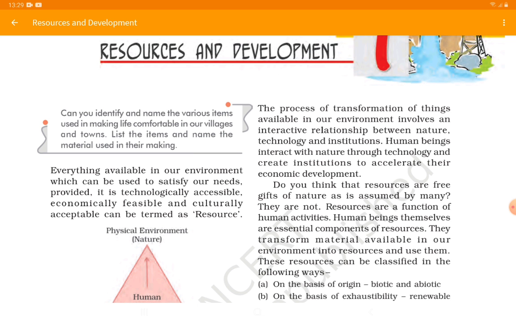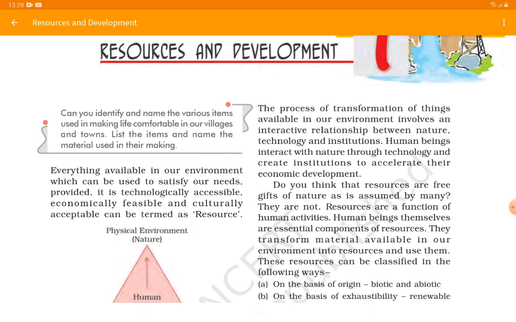Now let's see the definition of resource. What do we mean by resource? Everything available in our environment which can be used to satisfy our needs, provided it is technologically accessible. It means our techniques are developed enough that we can access that resource. Economically feasible means it is affordable, not too expensive. And culturally acceptable means our culture should be ready to accept it.